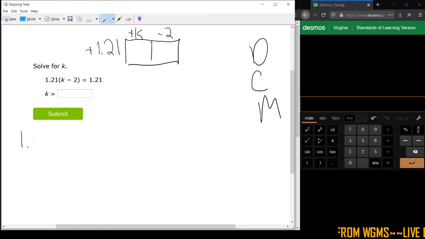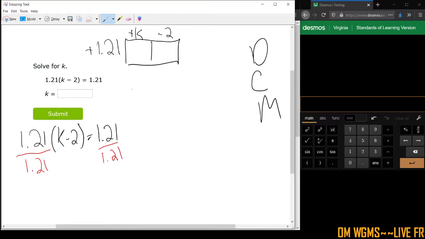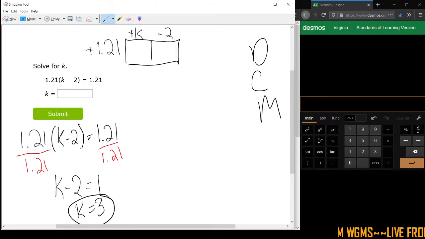So on the side here, let me actually try this out. I could divide both sides by 1.21. We'll see if I get the same answer. I would divide both sides by 1.21 because it makes it a little bit easier to see. I'd have k minus 2 is equal to 1, which k would be equal to 3. So let's see if I get the same answer.